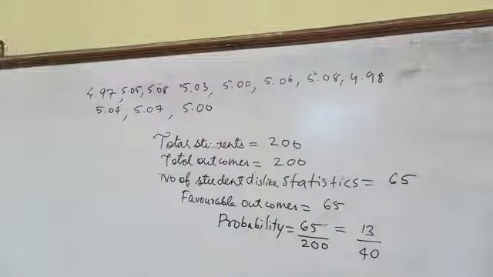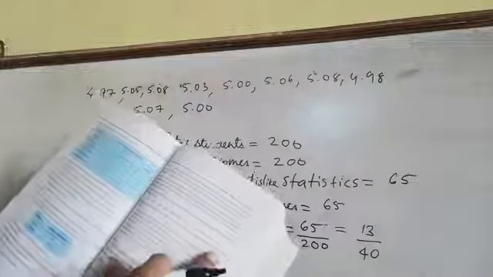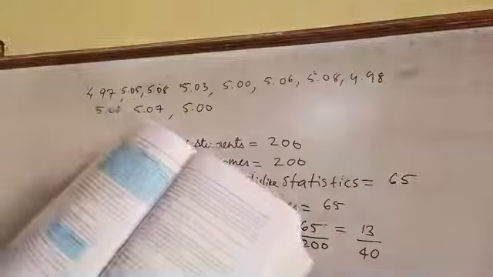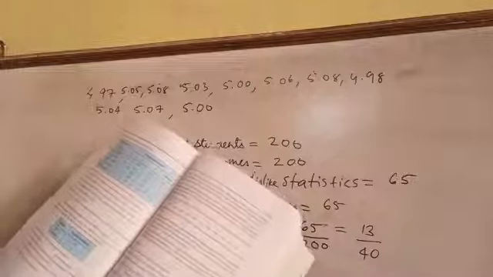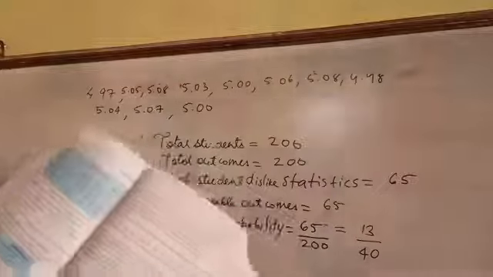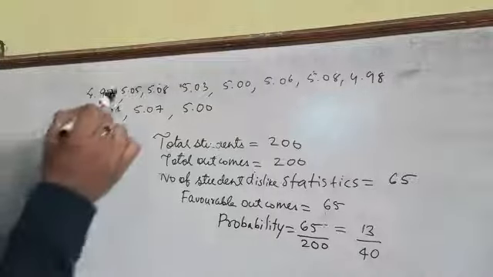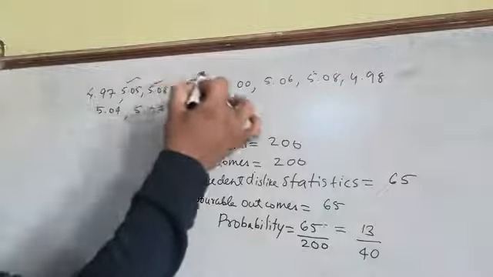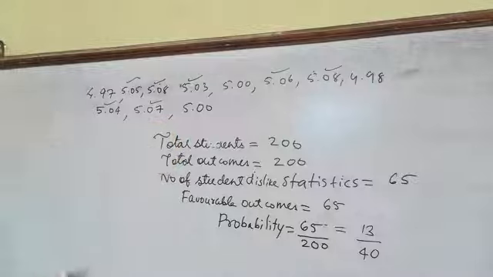11 bags are there. Now the question was asking to find the probability of a bag having more than 5 kg. Means how many bags are there in which the weight of the wheat flour was more than 5 kg. So you have to count the numbers. You can write 1, 2, 3, 4, 5, 6, 7. Total number of bags having the weight more than 5 kg is 7.